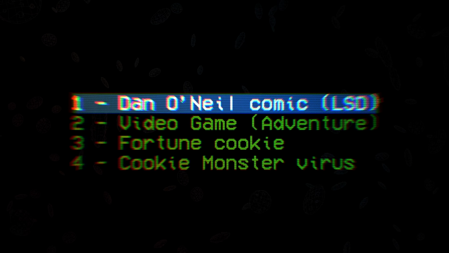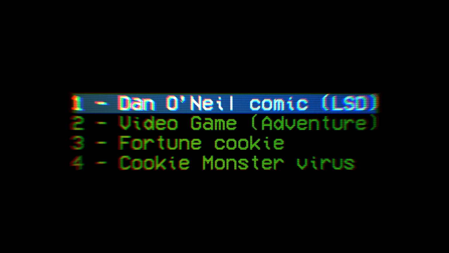And what that tells us, I think, is that we can disregard the theories that specifically mention magic cookies, because the magic part only came after the term cookie was already being used. So really with that, I think we can disregard the Dan O'Neill comics origin.